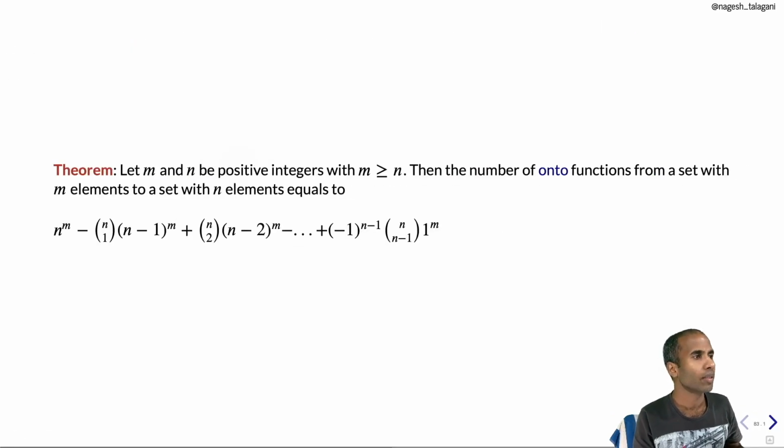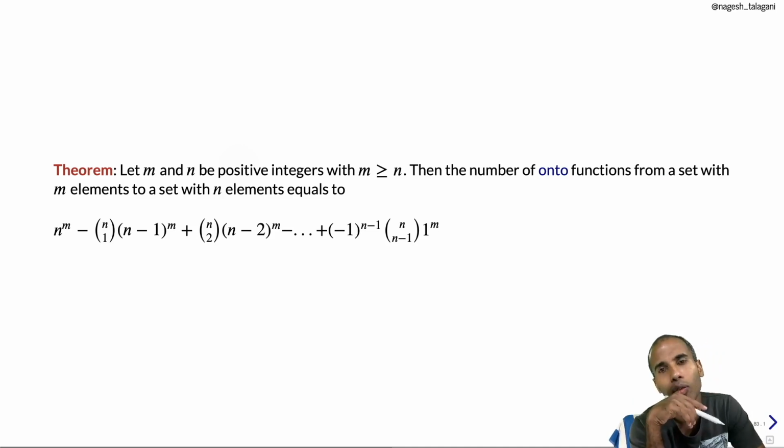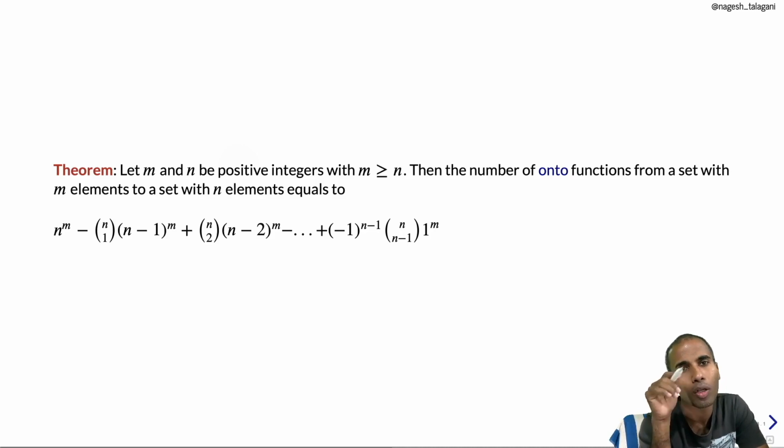Next. In the first video, we managed to count functions, one-to-one functions and bijections, but we couldn't give a count for onto functions. We were not ready. Now we are in a position to give a count for onto functions from a set with m elements to a set with n elements. Here is the theorem.